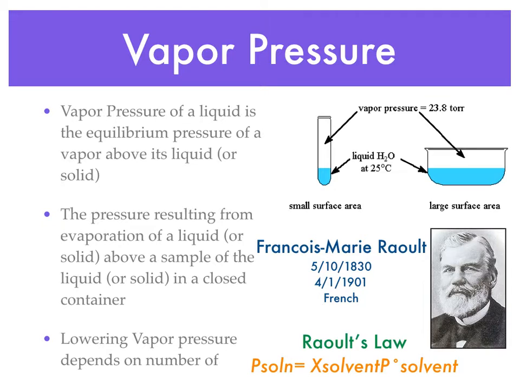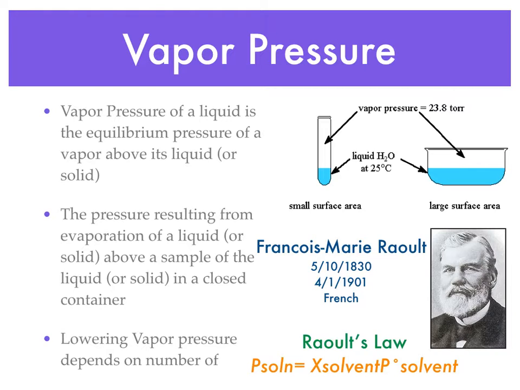Vapor pressure of a liquid is the equilibrium pressure of a vapor above its liquid. Okay? And that's a lot of verbiage, but if you've felt this before, if you take isopropyl alcohol and you rub it on your hand, what happens eventually? You feel that cooling effect. That's vapor pressure. Okay, it's the pressure resulting from that alcohol evaporating off.